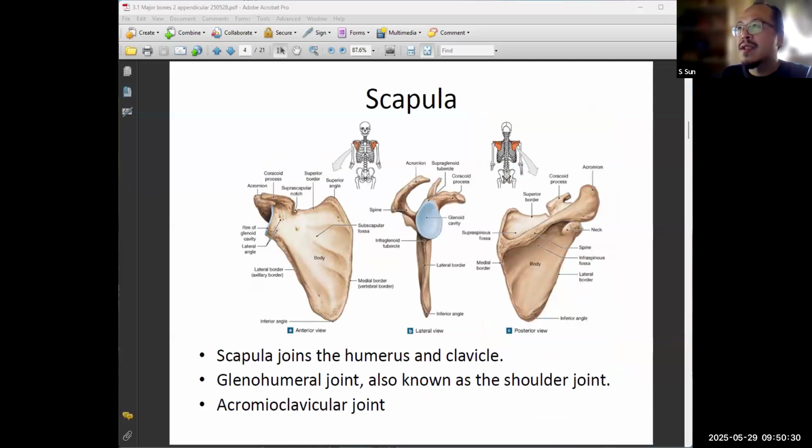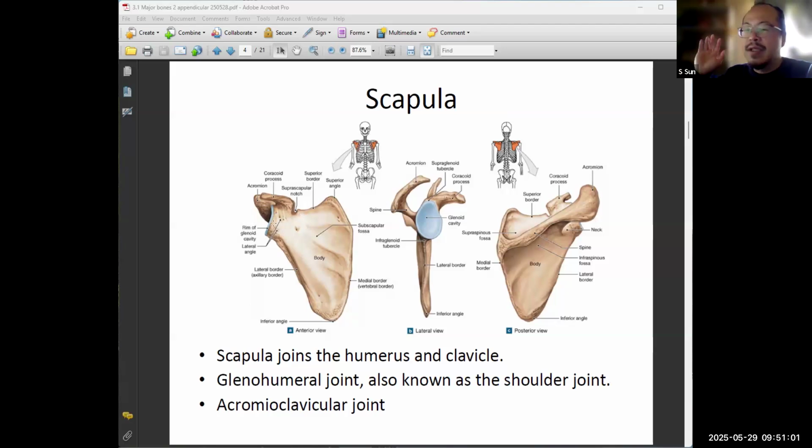One part joins with the clavicle by the acromioclavicular joint, right here. And the other one here will join with the arm bone, the humerus. So let's look at the structure.